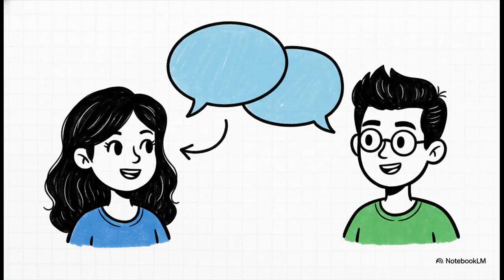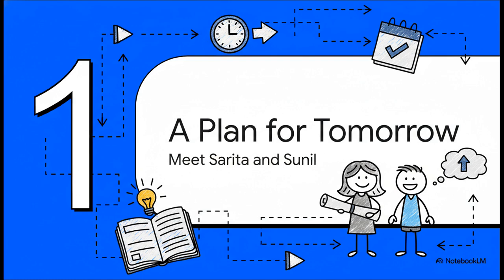And to make this super simple and clear, we're just going to listen in on a quick chat between two friends, Sarita and Sunil. They're planning out their day, and they're going to be our guides on this little journey to mastering the future. All right, so let's start with a simple plan for tomorrow. By following Sarita and Sunil's conversation, we'll see a perfect blueprint for how to talk about our own plans.